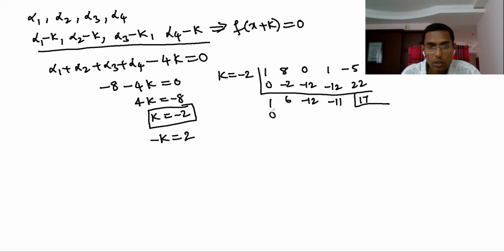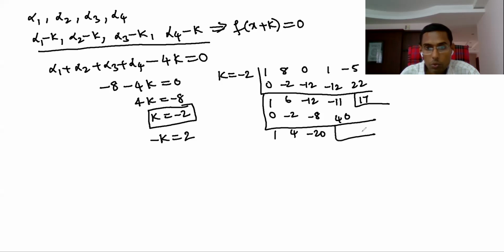Again 0. 0 means what you get? 1. This is minus 2. This is 4. And this is minus 8. This is minus 20. And this is 40. And this becomes 29.